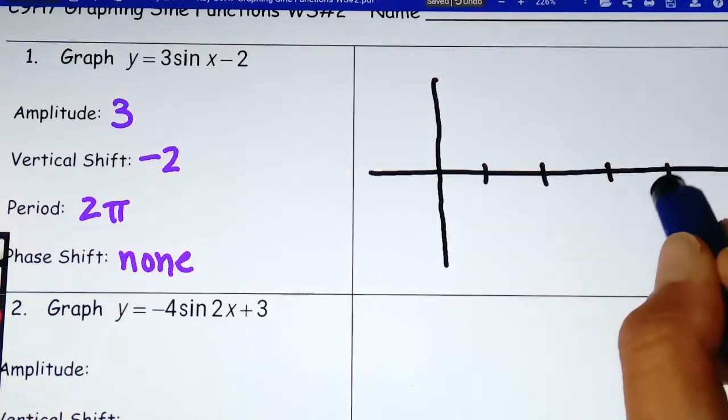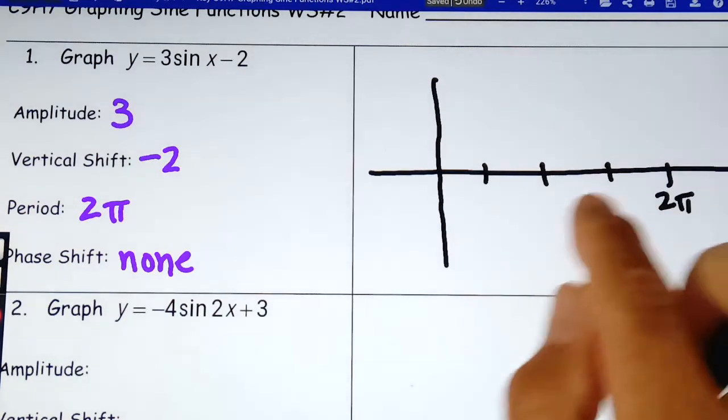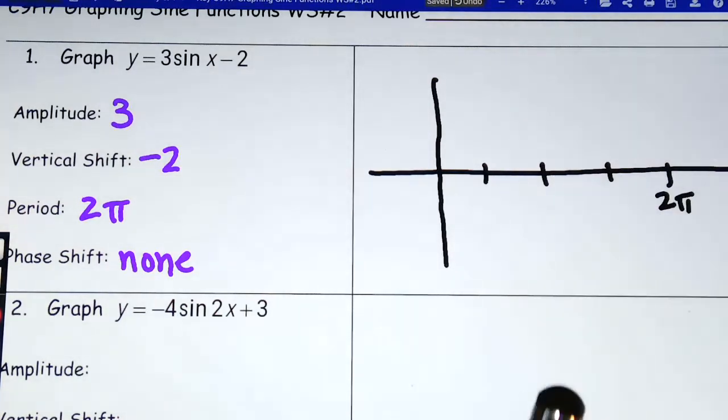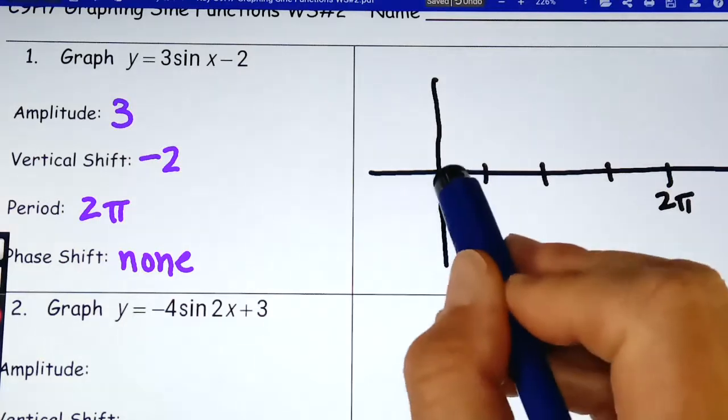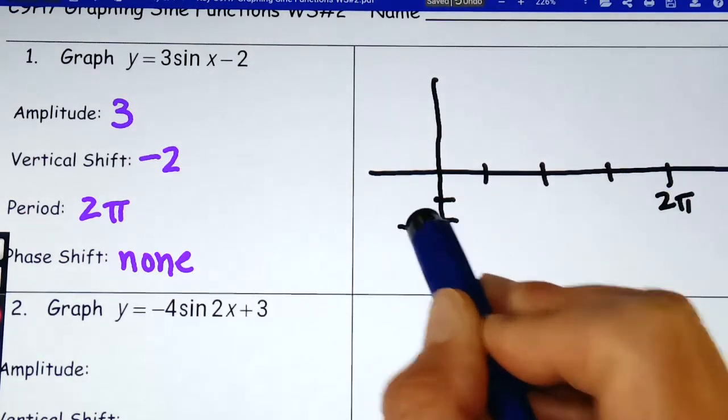I go from 0 to 2 pi. I need the start and I need the end labeled. I don't need the ones in the middle labeled, but I need the tick marks. And then our vertical shift is -2, so I'm going to go down 1, 2, okay, to -2.